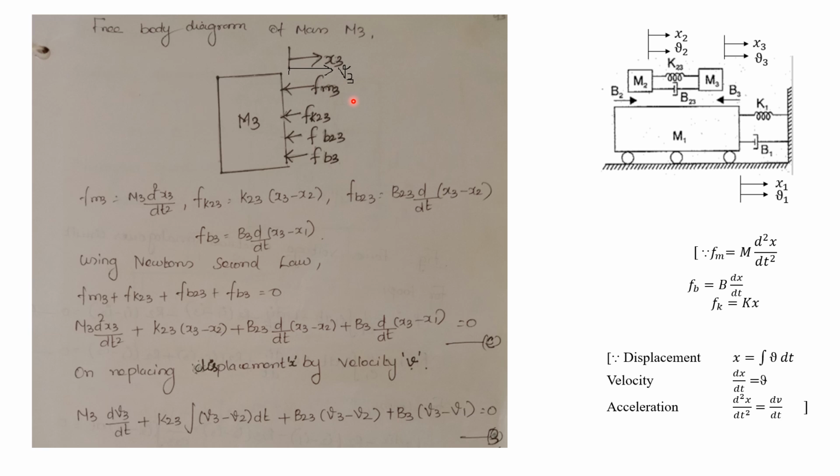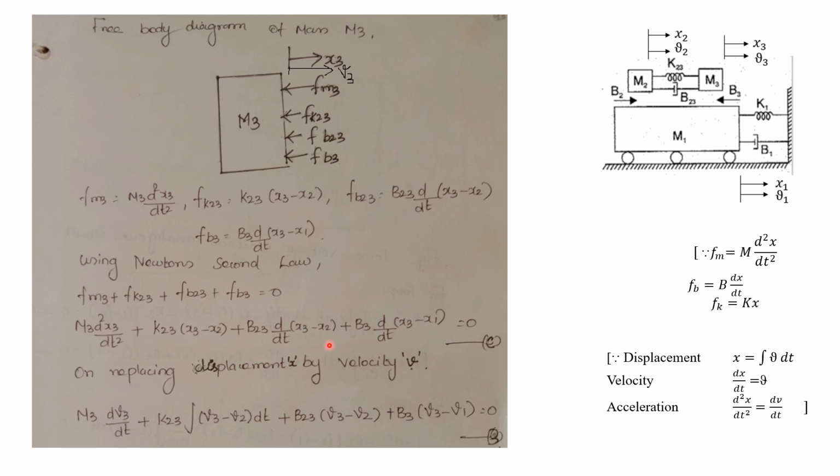Okay. So here there is no applied force. All the forces are opposing forces. So we can write that the sum of all the opposing forces will be equal to 0. Now we have to substitute all the values of opposing forces here. Then we get equation C.